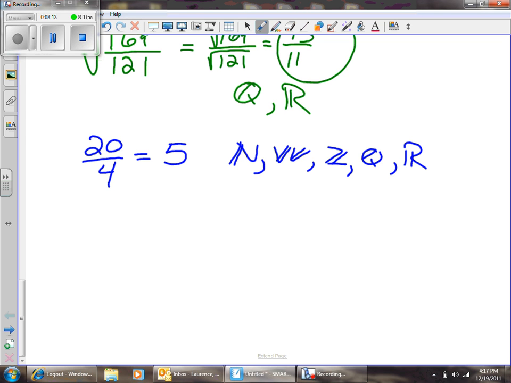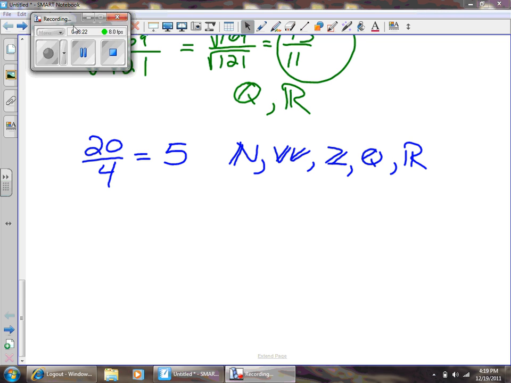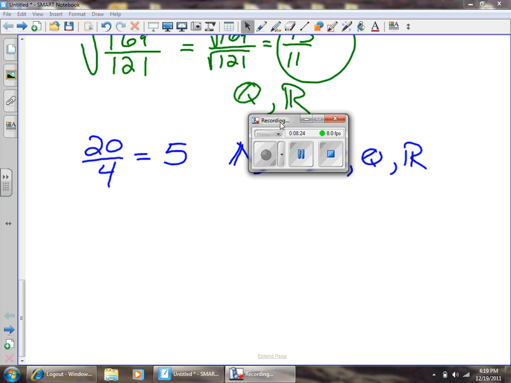Explaining the square roots. Oh, sorry about that. One second. I'm confusing myself. Okay, so that should be enough about number systems. If you want to ask a question in class, feel free to.